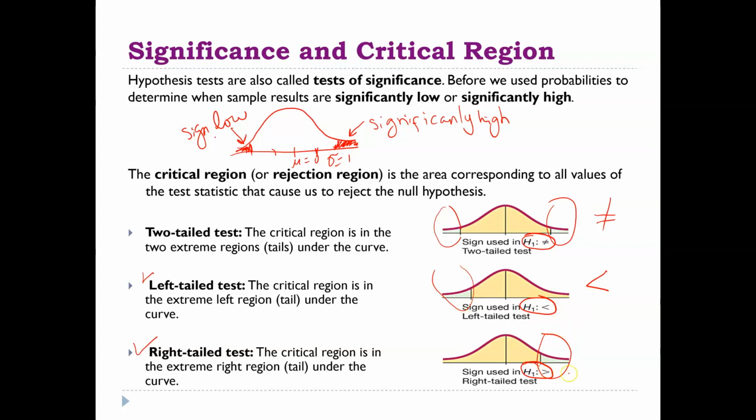If an alternative hypothesis has less than sign, it's going to be on the left. If alternative hypothesis has greater than sign, then our p-value and our test statistic is going to be on the right.